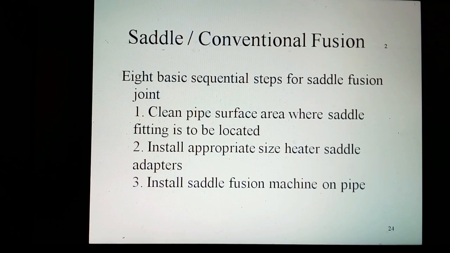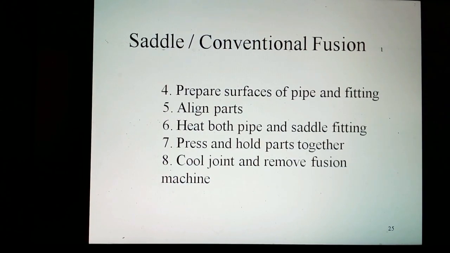There are 8 basic sequential steps that are normally used to create the saddle fusion joint. Step 1. Clean the pipe surface area where the saddle fitting is to be located. Step 2. Install the appropriate size heater saddle adapters. Step 3. Install the saddle fusion machine on the pipe. Step 4. Prepare the surfaces of the pipe and fitting in accordance with the recommended procedures. Step 5. Align the parts. Step 6. Heat both the pipe and the saddle fitting. Step 7. Press and hold the parts together. Step 8. Cool the joint and remove the fusion machine.